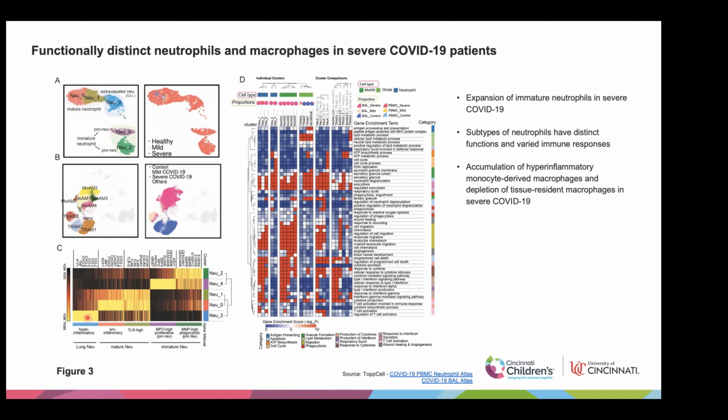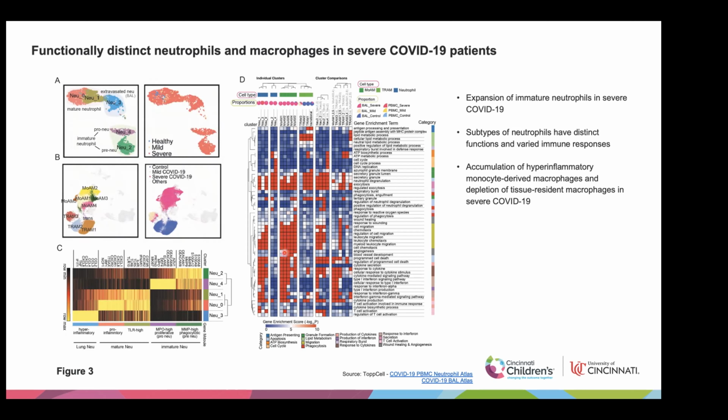And when we look at the source, it's mainly coming from the bronchial alveolar lavage, and the others were mainly coming from PBMC. With that, we can tell that the neutrophils that appear in the lung or bronchial alveolar lavage are more inflammatory than the neutrophils that we found in PBMC. Although they are all coming from severe patients, their signatures are pretty different.